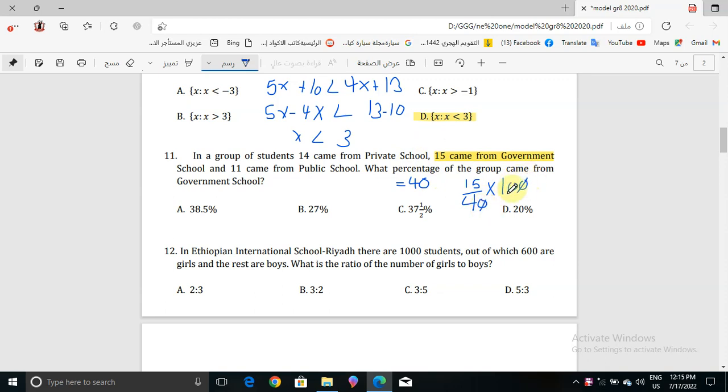Then when you simplify it, here by 2 and here by 5, then 5 times 15, then the right answer will be 37 and 1 over 2%. So the correct answer will be choice C.